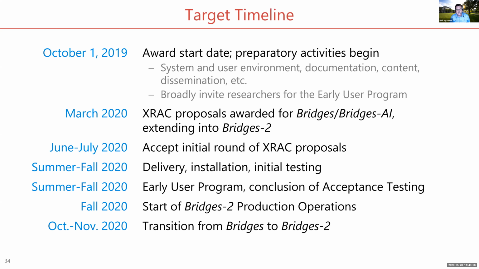We'll be doing delivery, installation, and testing in summer to fall. Someone had asked earlier about whether or not COVID-19 will have an impact, and I think COVID-19 has an impact on everything. So we're working the supply chains and getting that going as fast as we can. Once we do the initial testing, we'll have our early user program. That's actually part of acceptance testing. That will be at least 30 days. And we'll wrap up acceptance testing, then we'll transition into operations. In around the October to November timeframe, that's when we'll transition from Bridges-1 to Bridges-2.